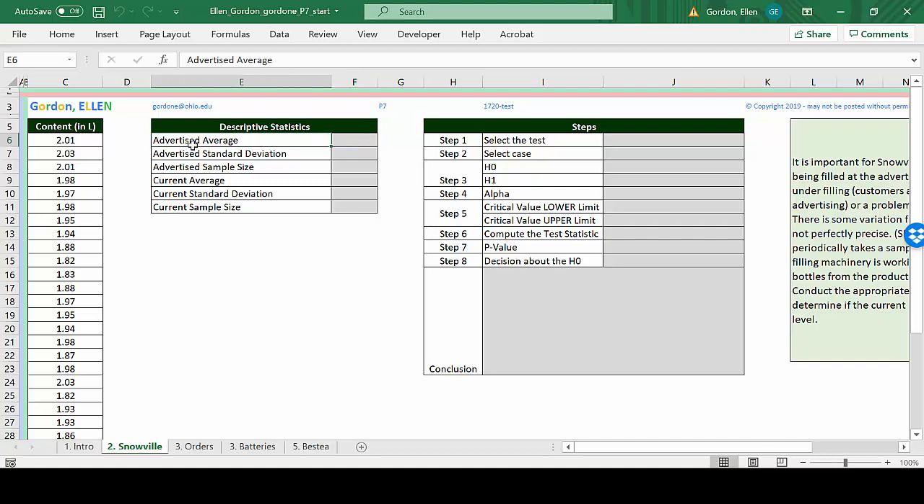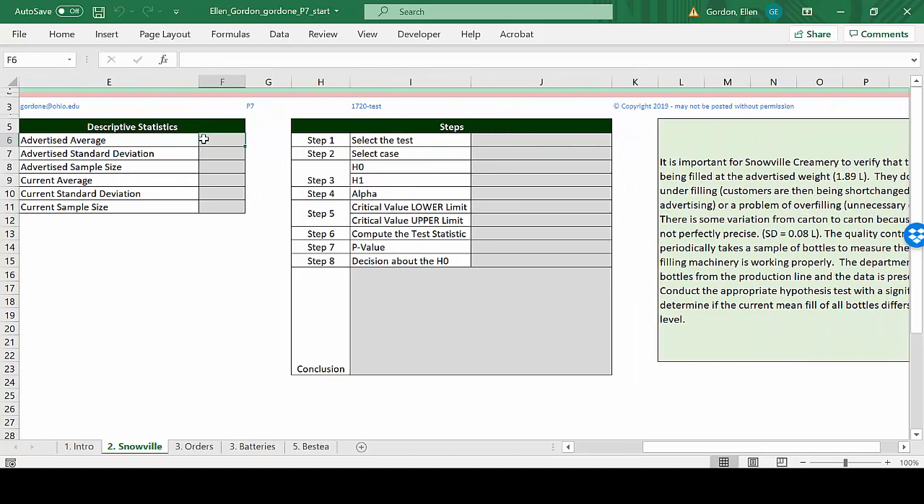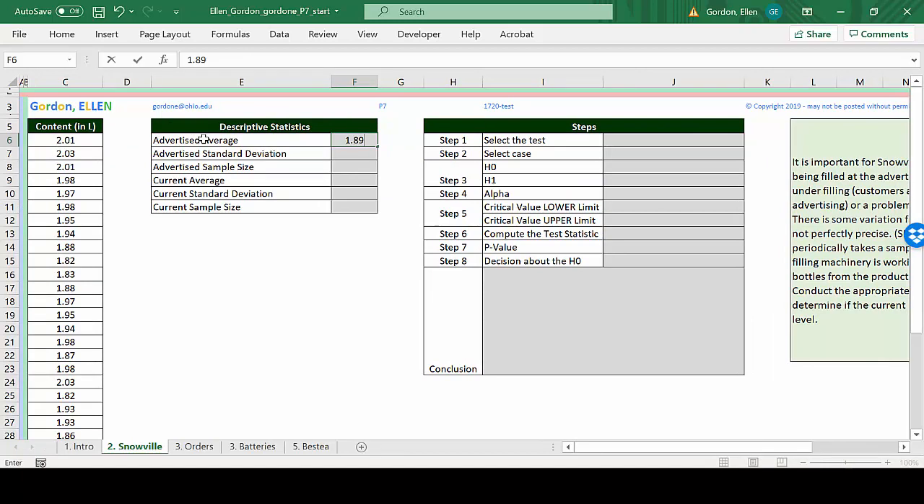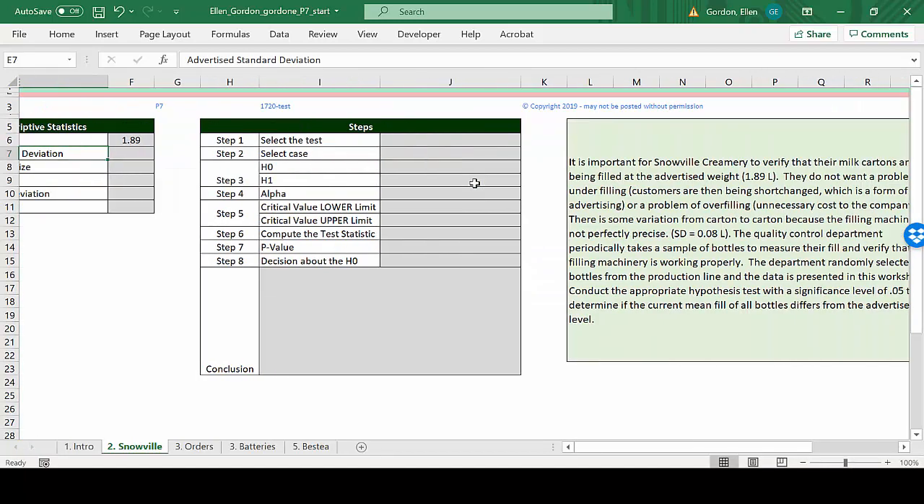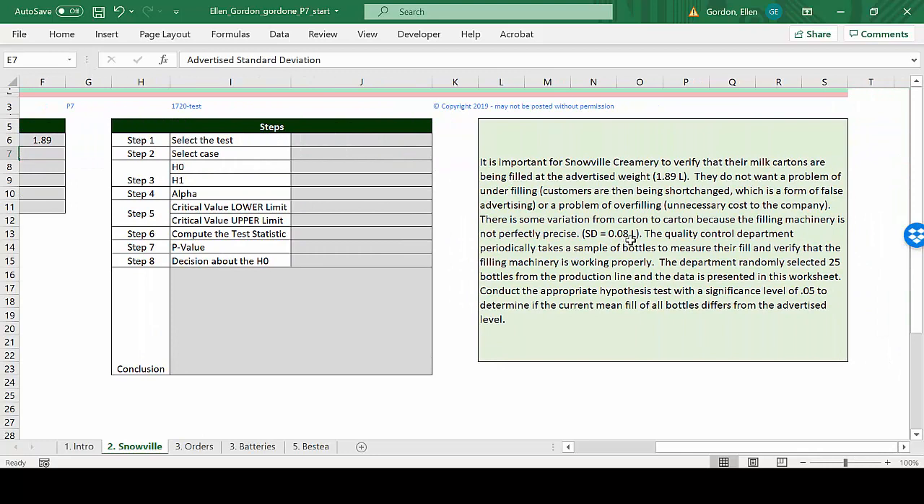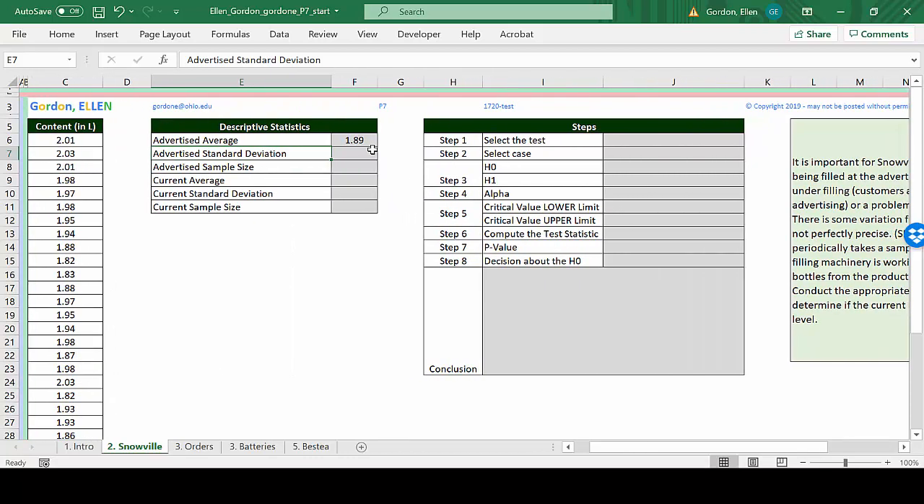So we have advertised average. The advertised average is 1.89 liters, so I'm going to type that in. And then advertised standard deviation, that is 0.08. So again, the filling machinery is not exactly precise and has a standard deviation of 0.08. And then advertised sample size. This is a population mean. It's a desired population mean, so it's not a sample and it does not have a sample size.